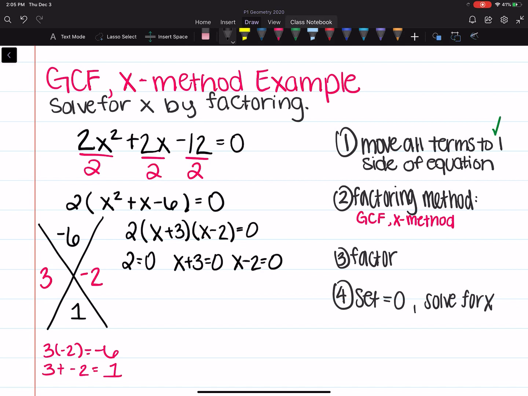Right? Now looking at this 2 equals 0, I'm only concerned about solving for x here. And so this first equation doesn't contain an x, so I wouldn't have to consider it for one of my solutions. Right? We also know that 2 equals 0 is not a true statement, so we can just throw out that equation.